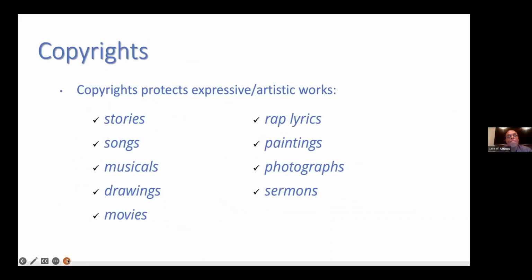Next. Now we come to copyrights. 2 down, 3 to go. Copyrights, as I said, we're trying to encourage you to engage in expressive or artistic endeavor. We want you to take information and knowledge, wisdom, facts, figure out a way to express it, to say it in ways that will help people to get it, right?